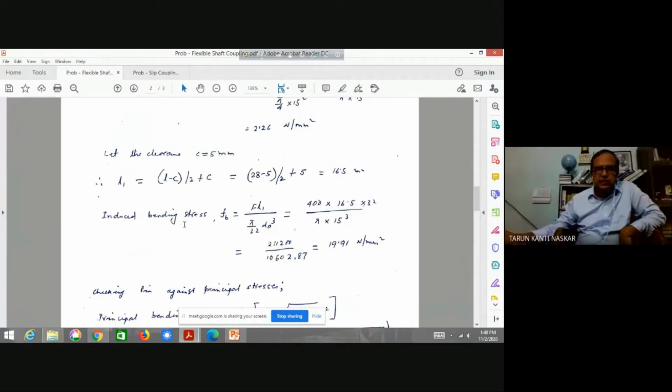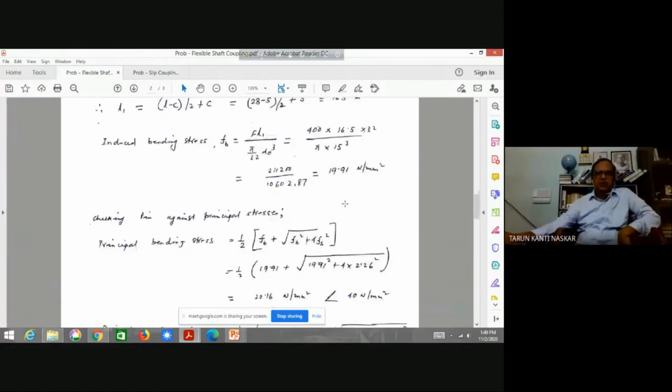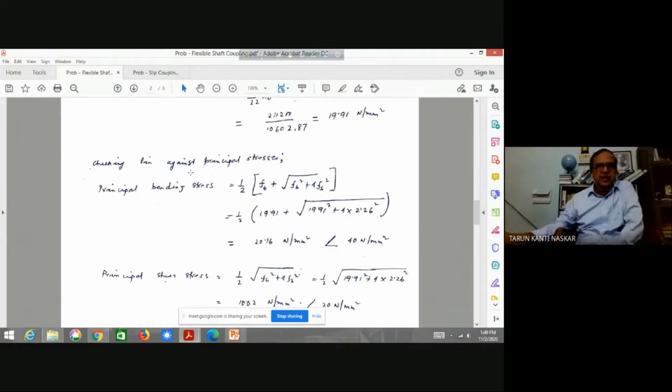So the induced bending stress FB is equal to F L1, that is the bending moment, divided by pi by 32 D0 cube, and from that FB is found out, 19.91 Newton per millimeter square. So we have to check against principal stress. When giving the lecture, I will just mention that we have to check it against principal stresses.